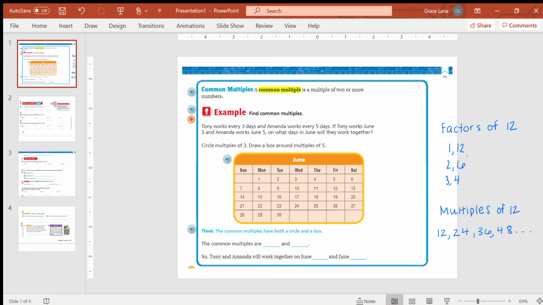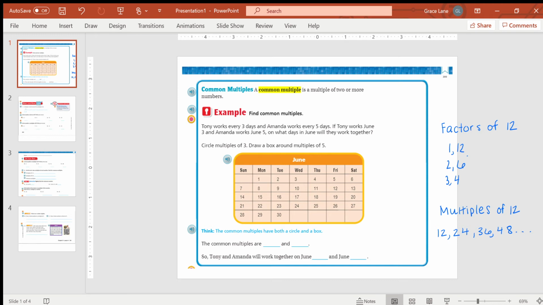Common means the same. So the question says, Tony works every 3 days and Amanda works every 5 days. If Tony works June 3rd and Amanda works June 5th, on what days in June will they work together? So using multiples of 3 for Tony and 5 for Amanda, you can figure out the next day that they're going to work on the same day. So use this little calendar. It says circle the multiples of 3. So for Tony, we're circling the multiples of 3.